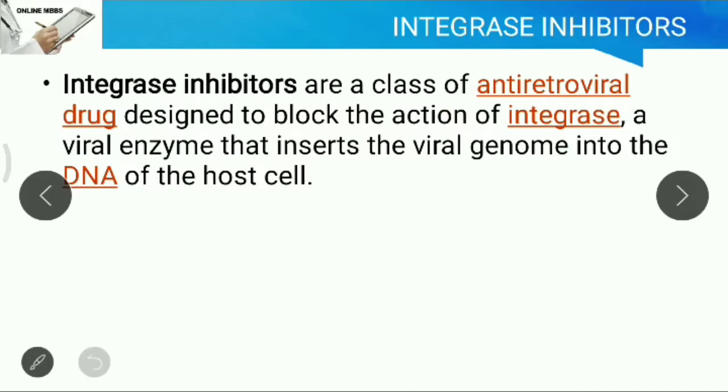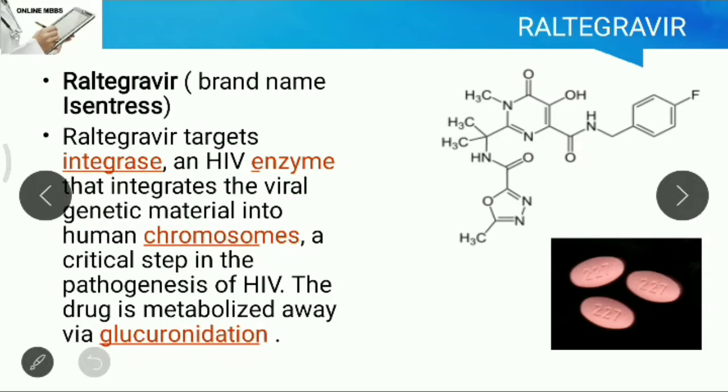Integrase inhibitors. Integrase inhibitors are a class of antiretroviral drugs designed to block the action of integrase, a viral enzyme that inserts the viral genome into the DNA of the host cells. Raltegravir targets the integrase, an HIV enzyme that integrates the viral genetic material into human chromosomes, a critical step in the pathogenesis of HIV. The drug is metabolized via glucuronidation.